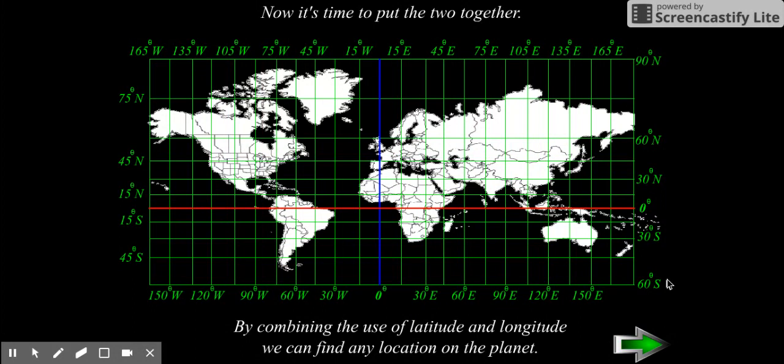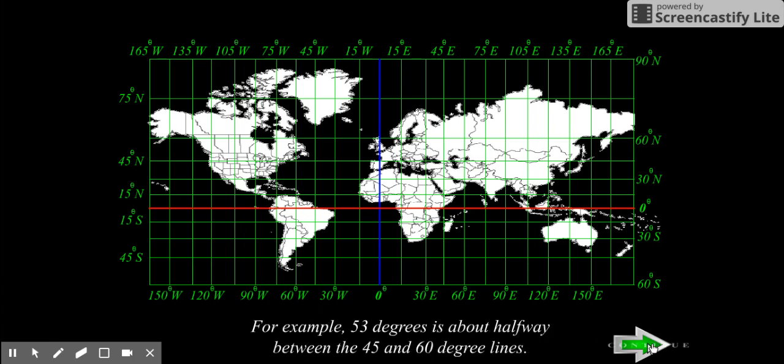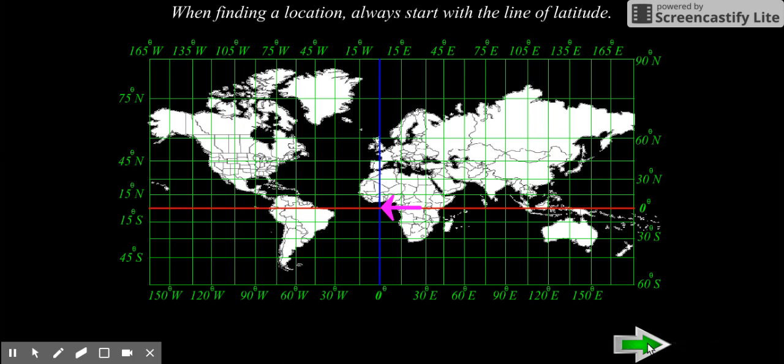Now it's time to put the two together. By combining the use of latitude and longitude, we can find any location on the planet. Location points look like this: 35 degrees north, 27 degrees east. For points on the map that fall between grid lines, we must make guesses. For example, 53 degrees is about halfway between 45 and 60 degrees. When we find a location, always start with the line of latitude. Latitude is always given first when you're recording the coordinates on the map.